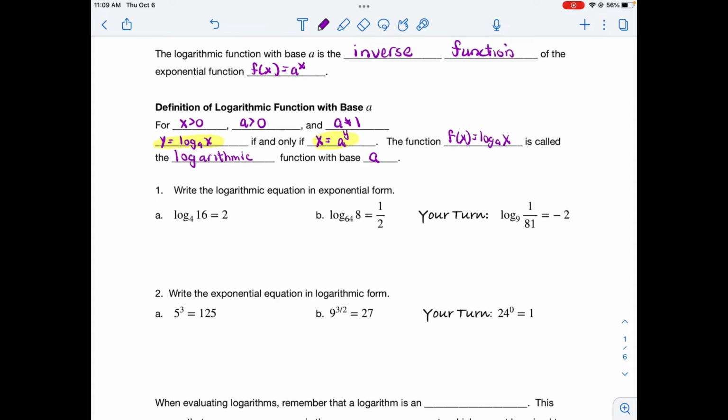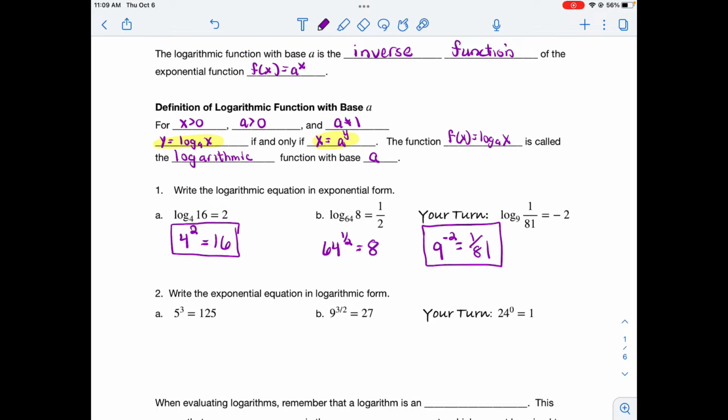Remember, from our definition up here that I just highlighted, notice where the y's and the x's are. My base becomes the base of my exponential. What it was equal to becomes my new exponent. And what was inside the logarithm is what my function is now equal to. So 4 squared equals 16. And here it'd be 64 to the 1/2 equals 8. So that's how you switch. You should have gotten base 9 to the negative 1/2 power is equal to 1 over 81.